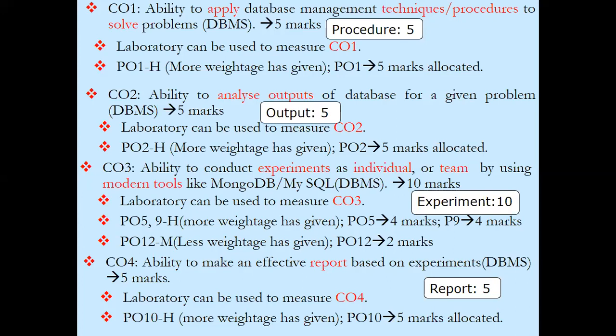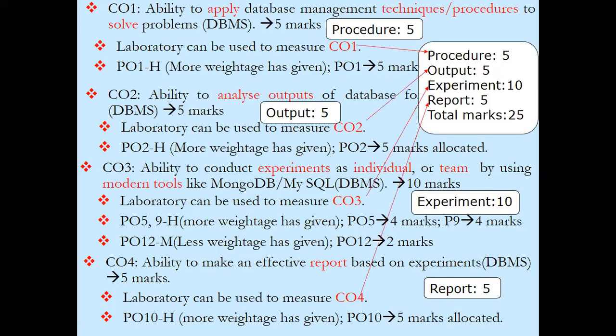If you observed here, from the procedure point of view, I have written 1 CO. From the output point of view, I have written 1 CO. From the experimental point of view, I have written 1 CO. From the report point of view, I have written another CO. This is the way you can write the COs. Whatever COs I have written are from the lab point of view, so you can write them based on the marks.